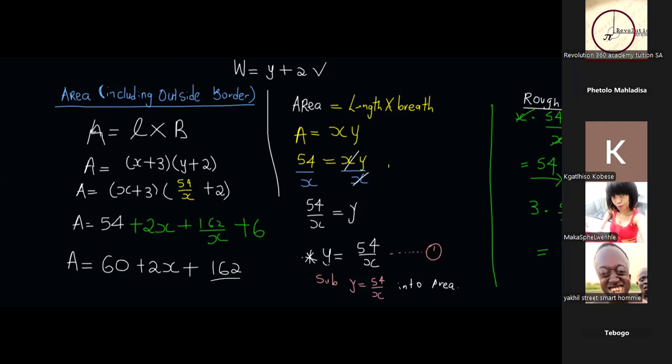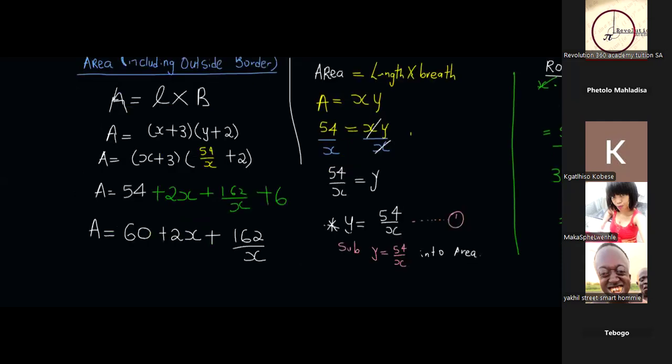When you go back to the question, check the question that I've just sent on the group. They're saying prove. Show that the area of the garden, including the outside border, is given by area equals 60 plus 2x plus 162 over x meter squared. Actually, this is the one that we actually got.